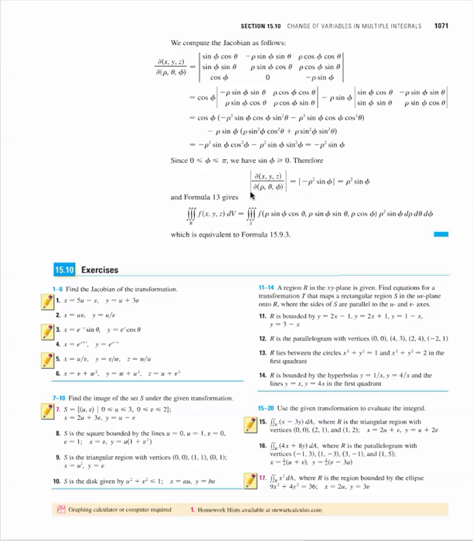Oh, so I wasn't talking garbage. The Jacobian really is in absolute values. This is an area or a volume, and we do end up getting rid of a negative when we take the Jacobian here.